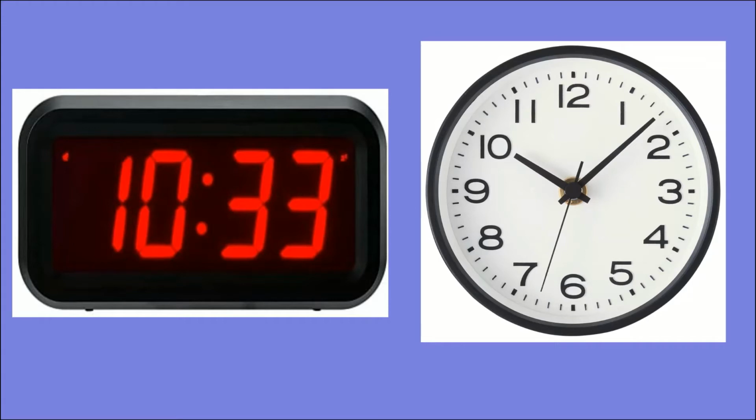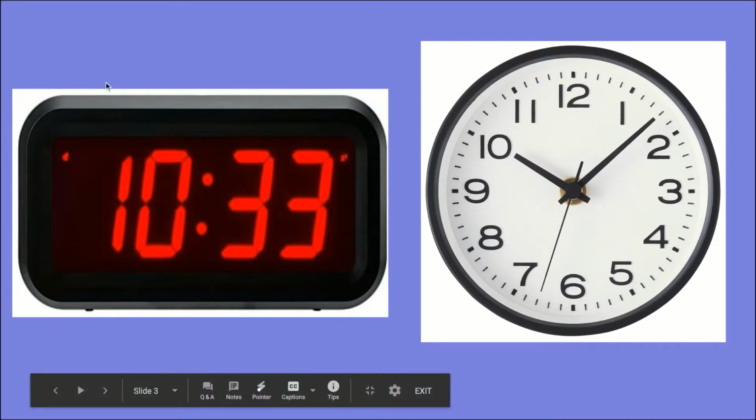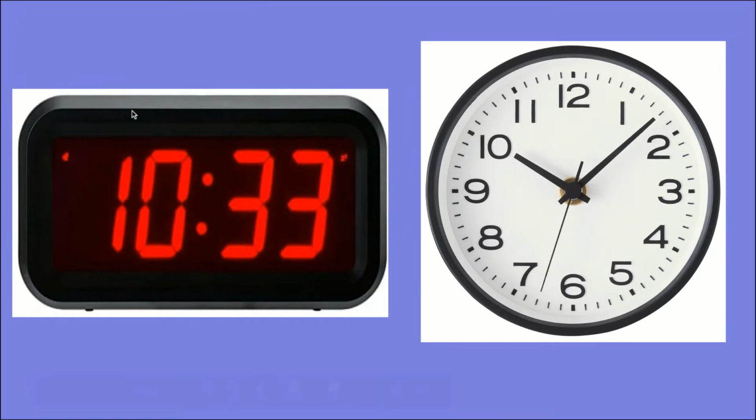So as before, we have these two images of a clock. Over here on the left side, you have a digital clock, which just literally lists the numbers as the time. And then here we have an analog clock. An analog clock also has numbers. However, these numbers also represent increments of 5, as we know that there are 60 minutes in an hour. And so each of these numbers stands for an increment of 5 minutes, from 5 all the way to 60 minutes, or one whole hour.